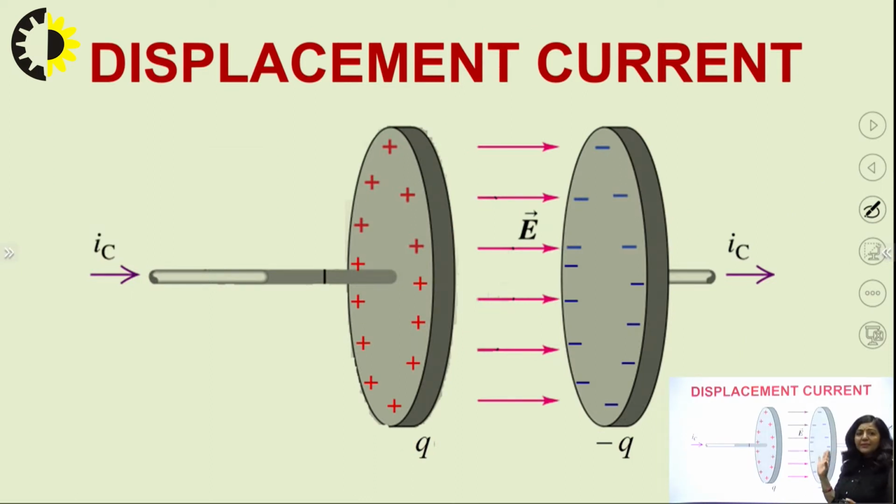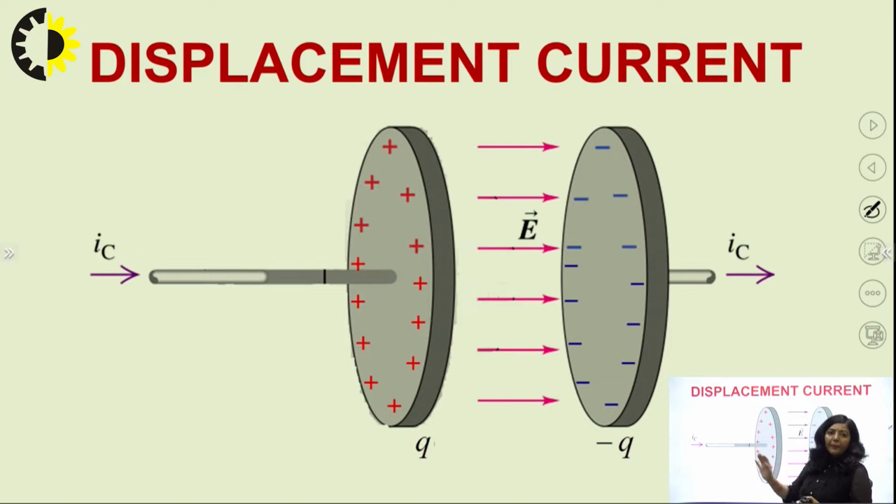Now with the help of this simple diagram, we can understand the entire concept of displacement current. So let's try to understand what our displacement current actually is. In order to understand this displacement current, we have a parallel plate capacitor here. So this is the diagrammatical representation of one part of that parallel plate capacitor, one plate, and this is the another plate of that parallel plate capacitor.